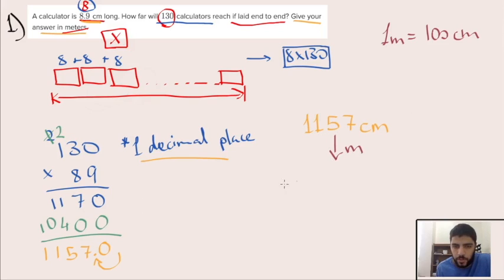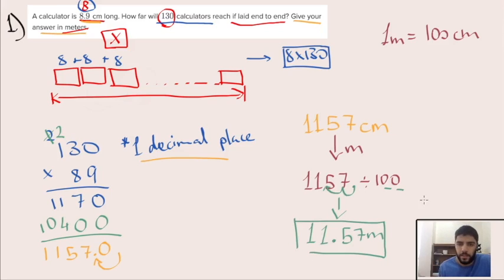So it's going to be 1,157 divided by 100. And if you know anything about dividing by multiples of 10, if we have a decimal place here, we just move it to the left twice because we have 2 zeros. So our final answer would be 11.57 meters.